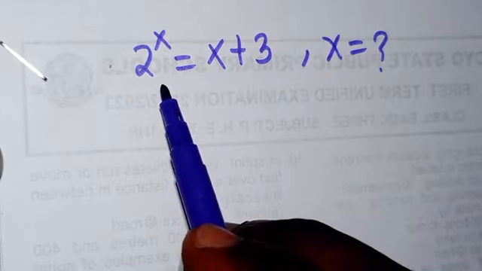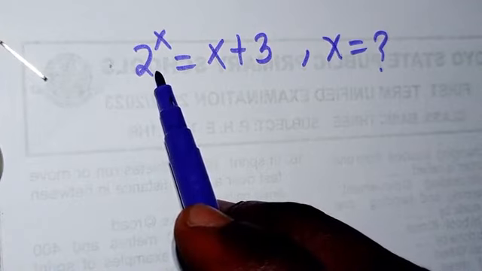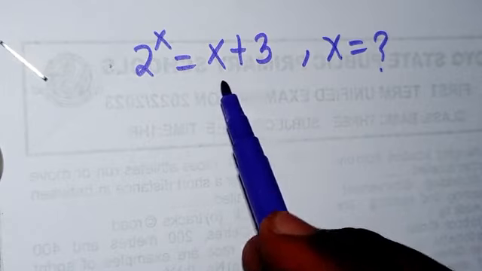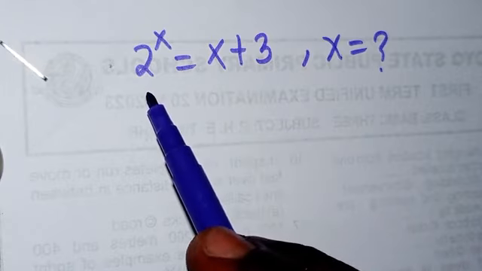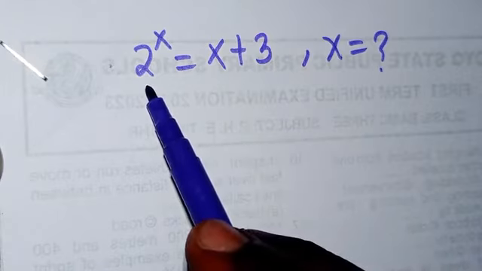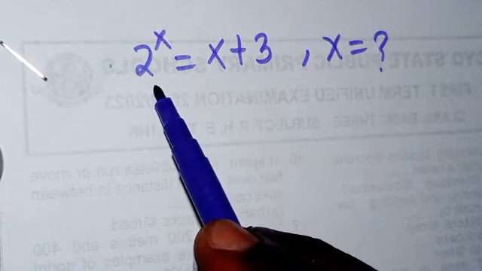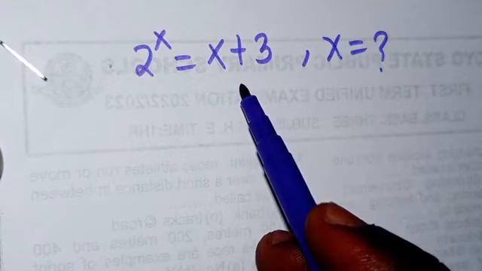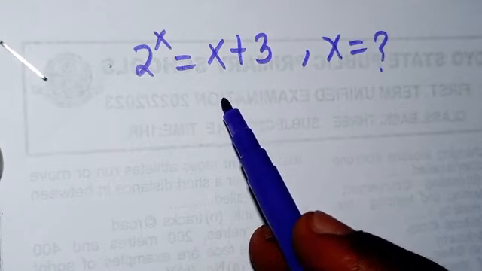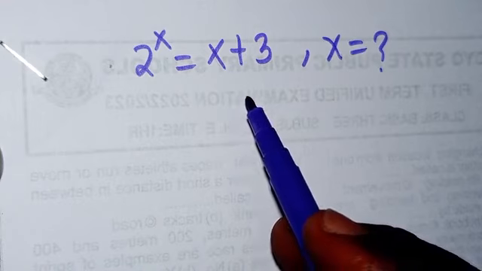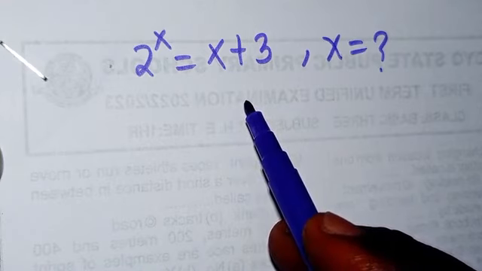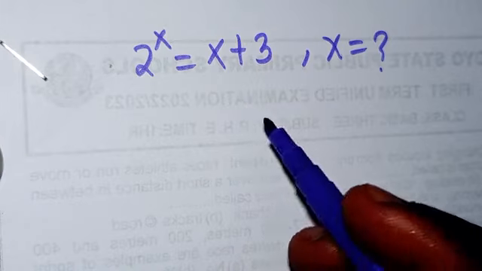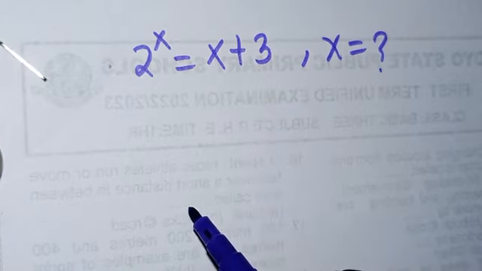If you look at this, we have 2 to the power x, which is an exponential function, and x plus 3, which is a linear function. Looking at this, you can see we're going to have a connection between the exponential curve and the linear, which is the straight line. So automatically this will have 2 solutions. We are going to have x1 and x2. Let me give you the diagram in this form.